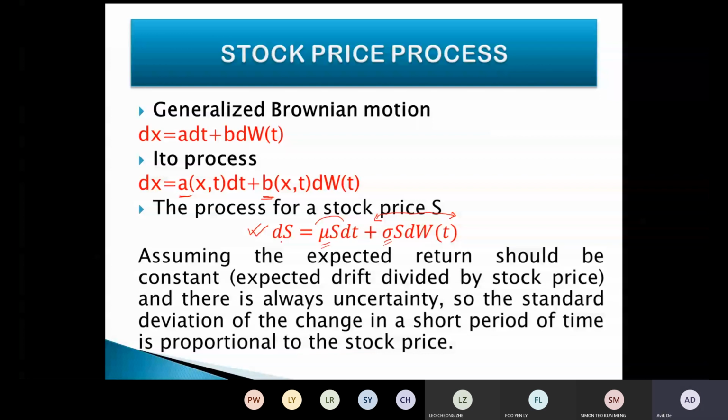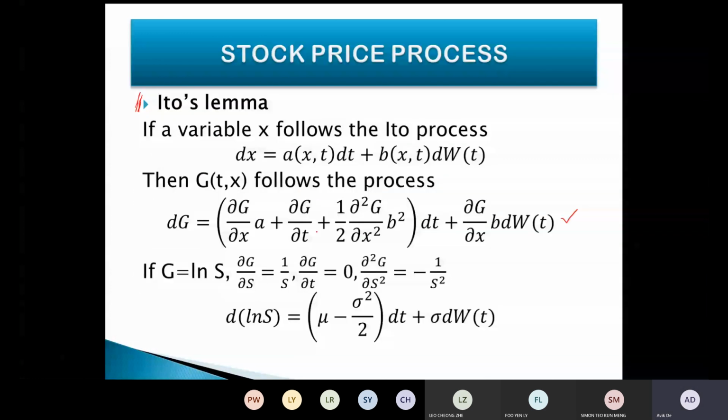But the basic mathematical background is actually the Ito-Doeblin formula, Ito's lemma. Anyway, this one is not so important, you already know this one. We have already discussed, if G equals log S, we can find ∂G/∂S, ∂G/∂t, ∂²G/∂S². Then d of log S, we will have this form. Right? This one we have already discussed in the class.